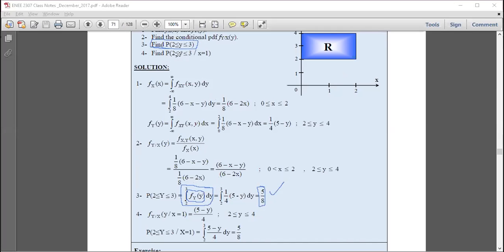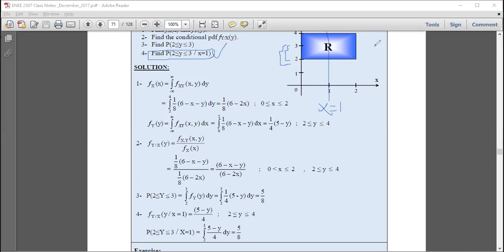Next, find the conditional probability of y to be between 2 and 3, given that you just fix x equal to 1. Then given that x is 1, it's fixed at 1, what's the probability of y being between the interval 2 and 3? This is the meaning of the conditional probability.